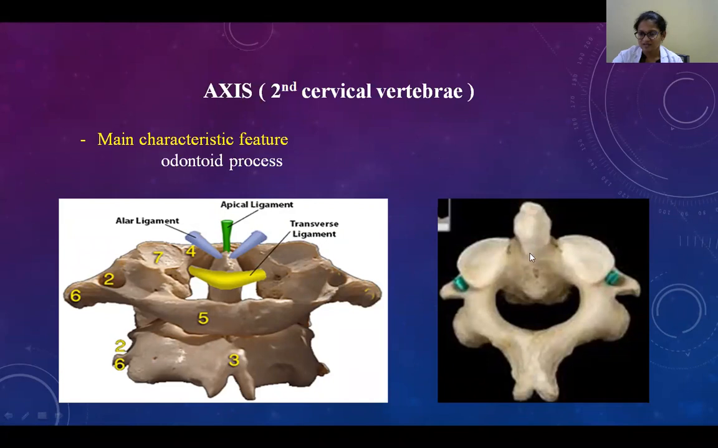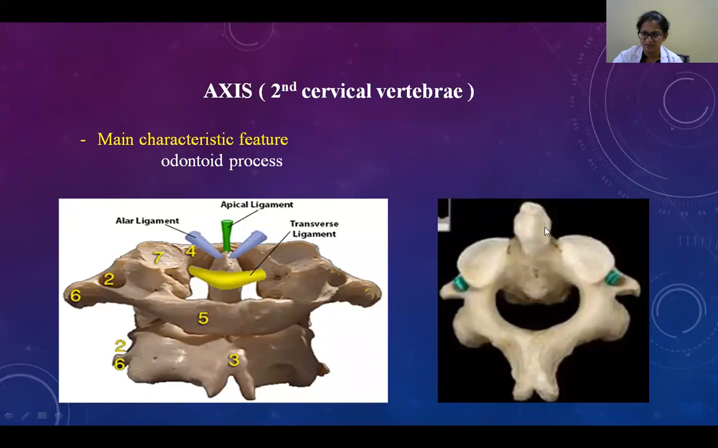From where does it arise? It arises from the upper surface of the body of the second cervical vertebra, as a tooth-like projection from the upper surface of the body of the cervical vertebra.